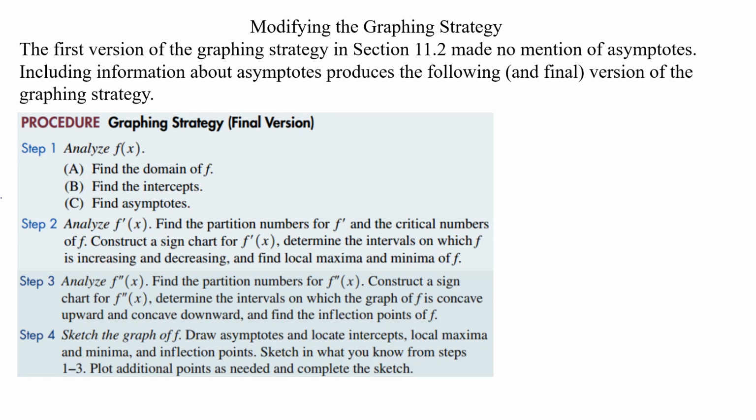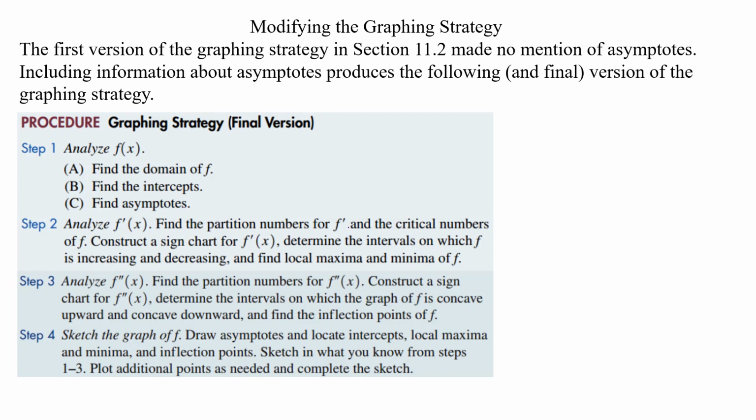So here we go. We have step one: we're going to analyze f of x. So we're going to find the domain of f, find the intercepts, and find the asymptotes. Then step two, we're going to analyze f prime of x, the derivative. Basically going to find the partition numbers for the derivative and the critical numbers of f, construct a sign chart for the derivative of f of x, and then determine the intervals on which f is increasing and decreasing, and then find local maxima and minima of f.